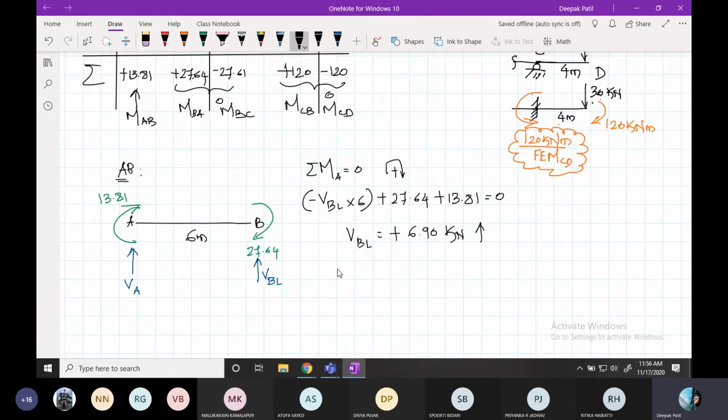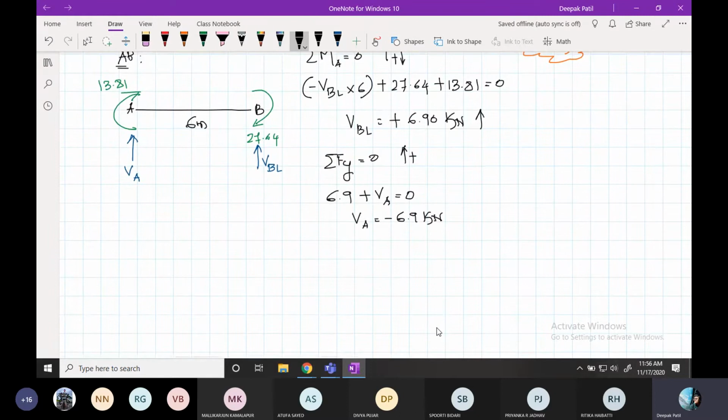So to calculate VA, simply I will take summation of Fy equal to 0, taking upward forces as positive. So VBL is upwards, so I will take it as 6.9 itself, and VA is also upwards, so I will take plus VA equal to 0 because no loading is there. So VA I am getting minus 6.9 kilonewtons.